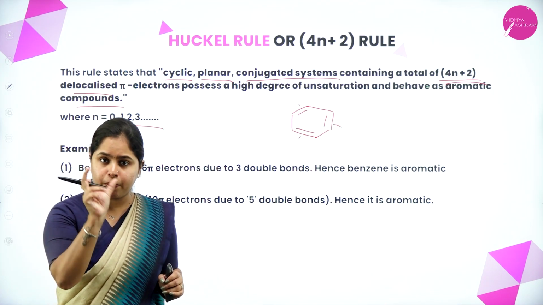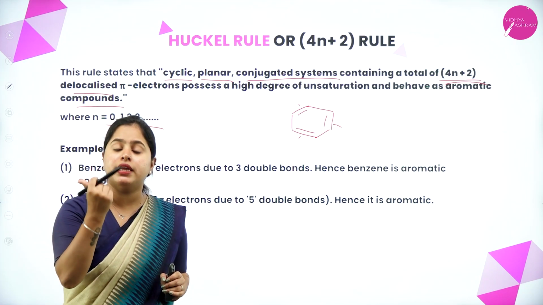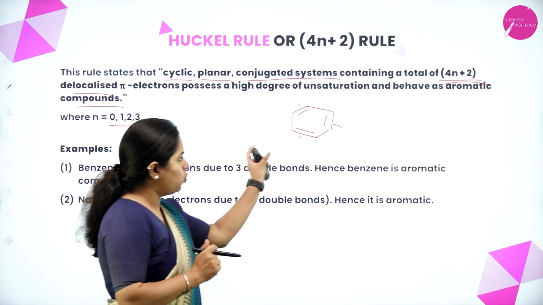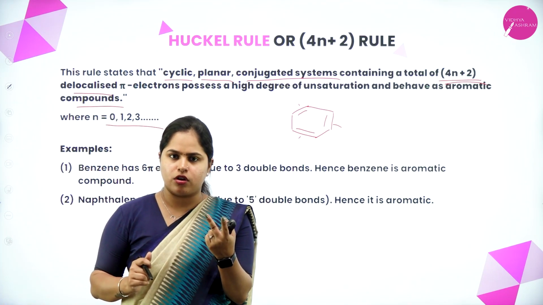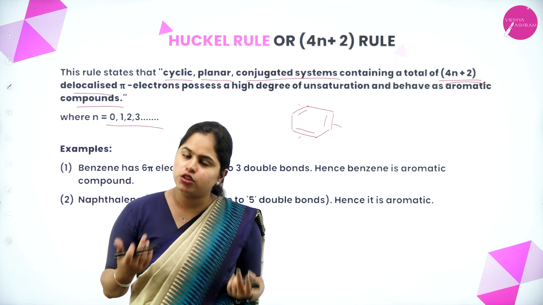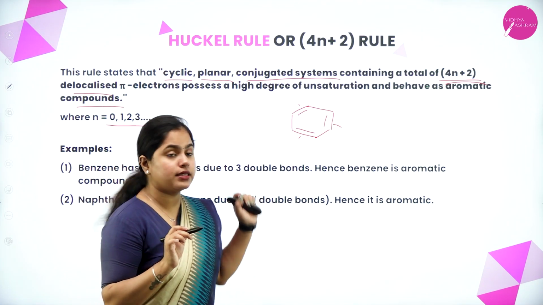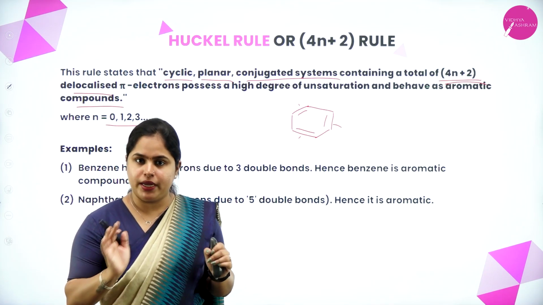If there are 3 pi bonds, that means how many pi electrons are present? Yes, 6 pi electrons are present, right? So, one bond is made up of 2 electrons, right? So, the number of bonds into 2 will give you the number of electrons. So, how many pi electrons are present in this system? There are 6 pi electrons, right?